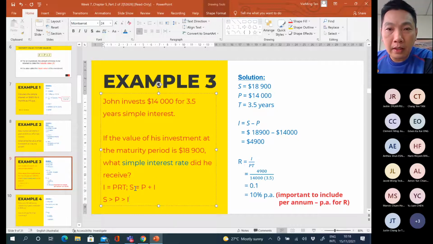So I is equal to S minus P. You can transpose the second formula so that I will be the subject. So it's S minus P, I is equal to S minus P. S is 18,900, substitute to here. P is 14,000, put here. Simplify, it is 4,900. So this is the I.